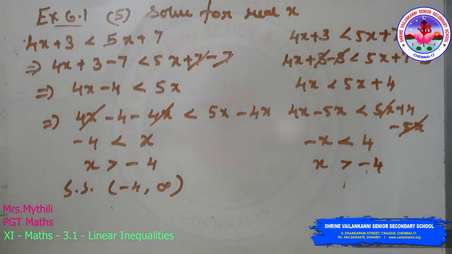When we divide or multiply by a negative number, the inequality will change. So x is greater than -4. The solution set is (-4, infinity) in the open interval.